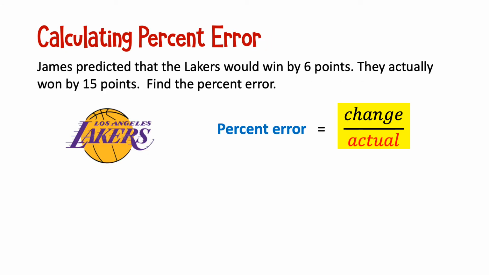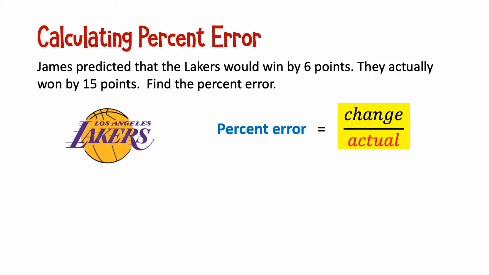This is another type of problem where we're calculating percent error. In this situation, we're looking at a prediction and comparing it to an actual outcome. So to find the percent error, we find the change between the prediction and the actual outcome and divide it by the actual outcome of the situation. James predicted that the Lakers would win by 6 points. They actually won by 15 points.